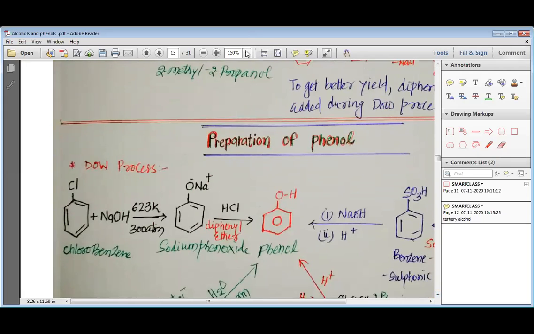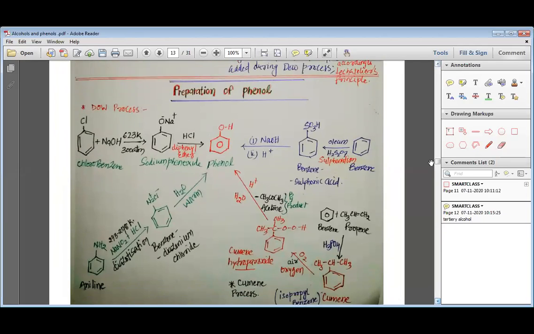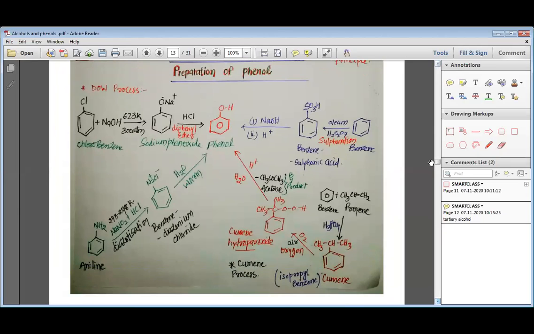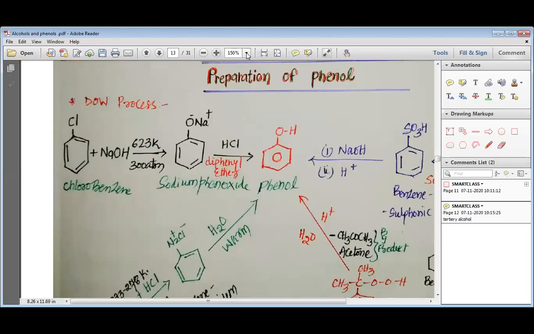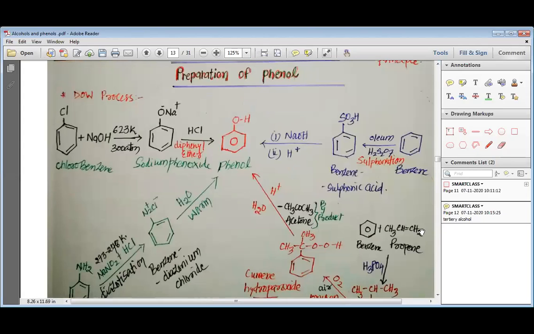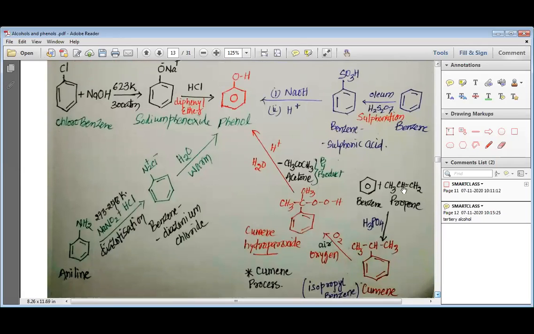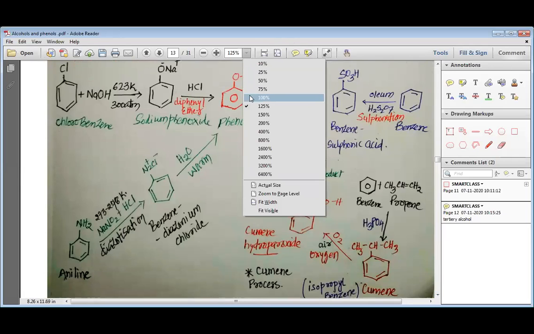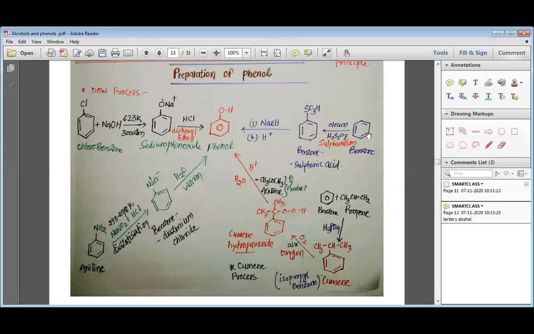Now, my dear students, we want to understand the reactions for the preparation of phenol. So, how can we prepare various phenols? That is what we want to understand. To understand this, let us have a look at the various reactions at a time. You can see here on the screen, the various reactions taking place for the preparation of phenol. There are various reactions that we can use for the preparation of phenol.